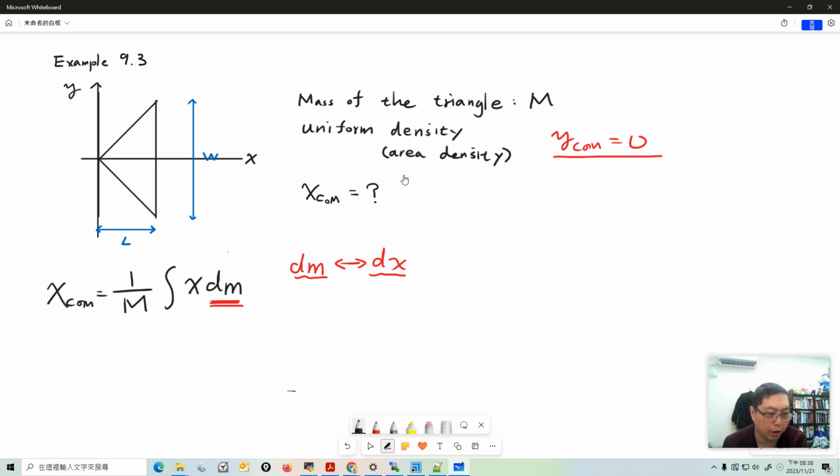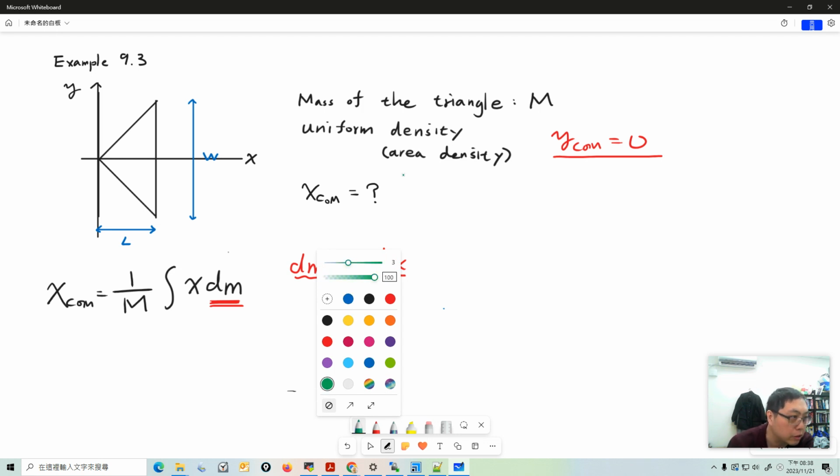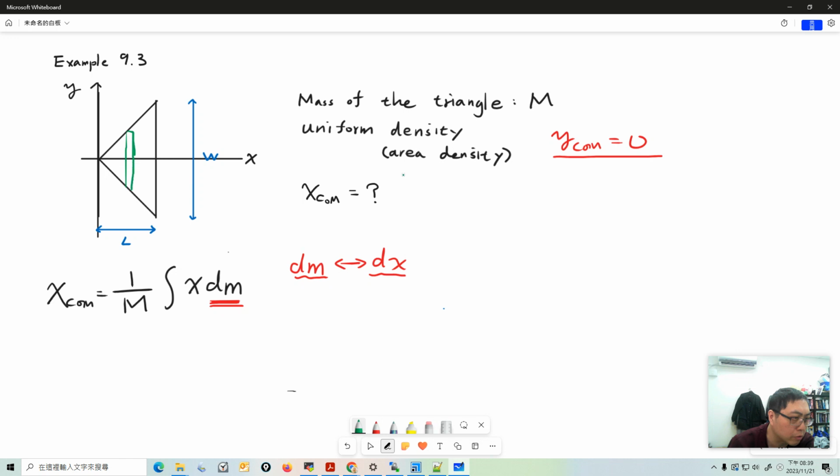Since it's a 2D problem, it's a little more complicated. I make a slice, the same as in the previous problem. I make a small slice on this triangle, a very small slice here, though maybe not really that small. This is dm.